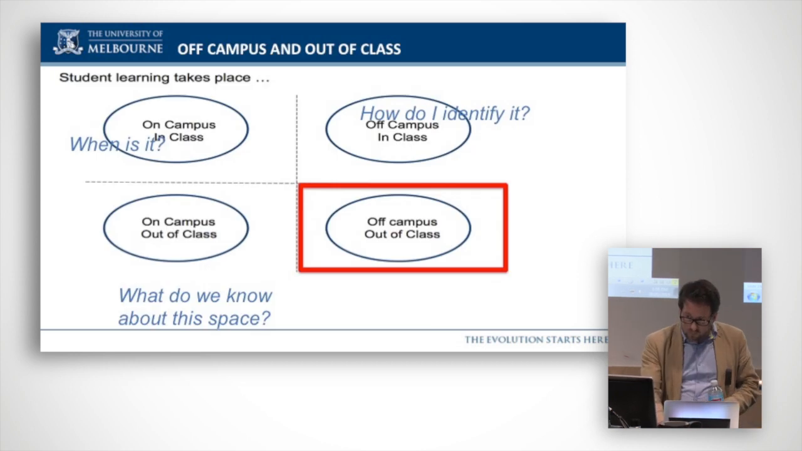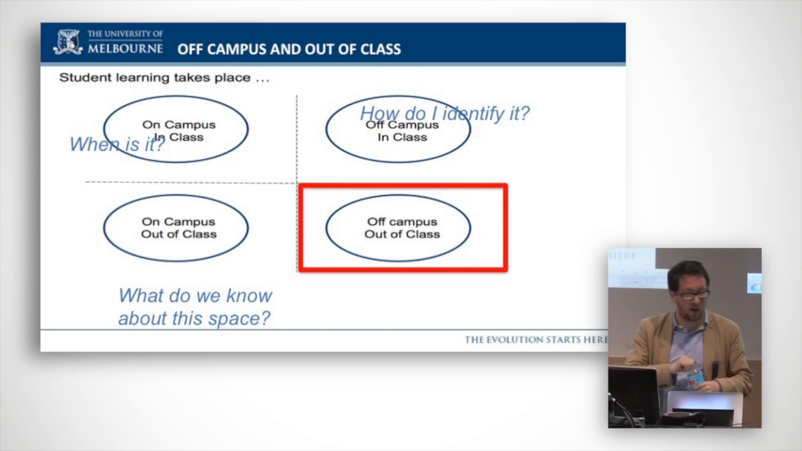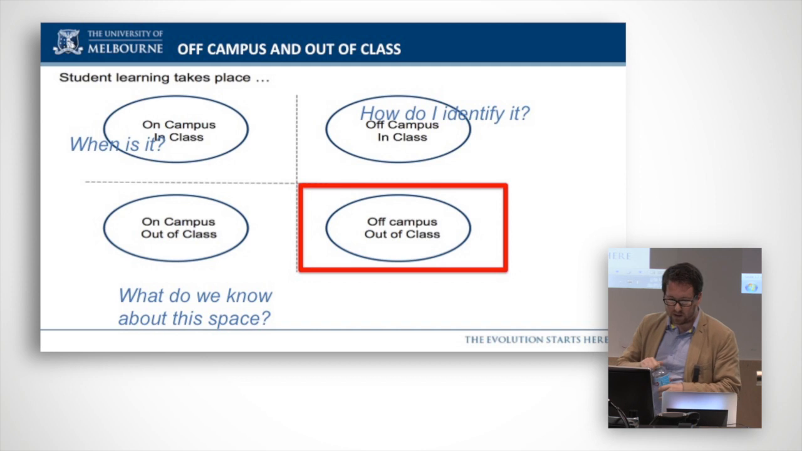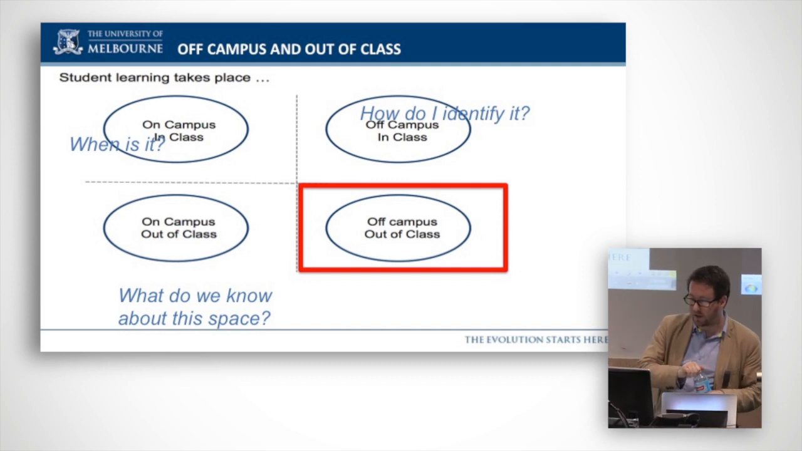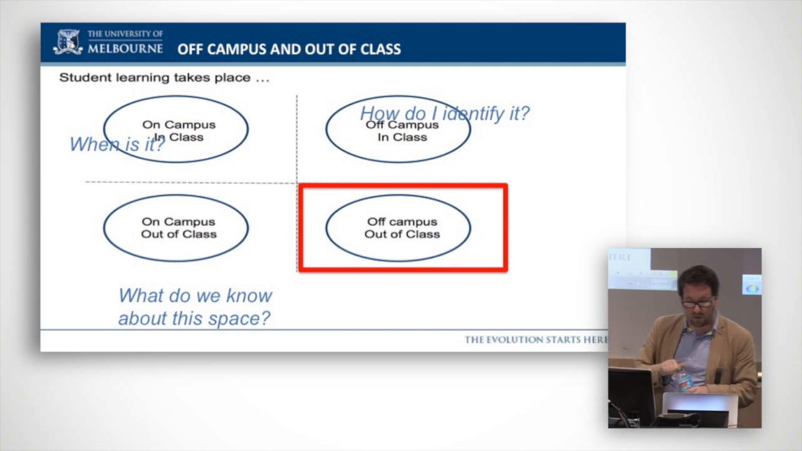So these are the 4 places where we believe learning takes place. So we have on-campus, in class, the old style model. And then we have off-campus, in class, okay? Which is kind of online, in an e-learning thing. On-campus, out of class. So they're on campus, but they may be on the e-learning, etc. And they're also off-campus, out of class, okay?